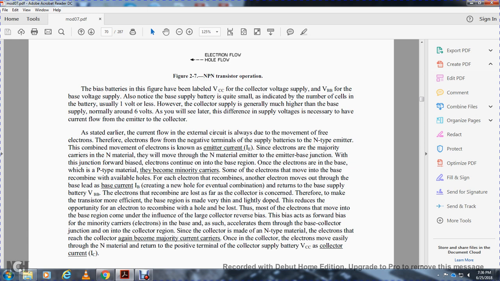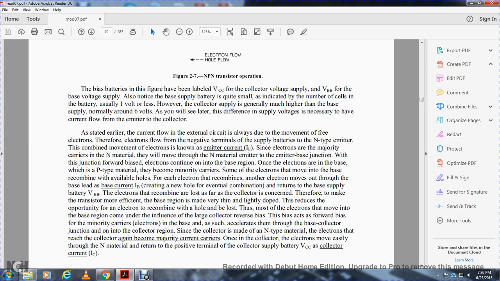Once the electrons are in the base, which is positive-type material, they become minority carriers. Some of the electrons that move within the base recombine with the available holes. For each electron that recombines, another electron moves out through the base lead as the base current, or IB, creating a new hole, and eventually returns to the base supply battery, VBB. Electron recombination is a loss, though of minor concern.